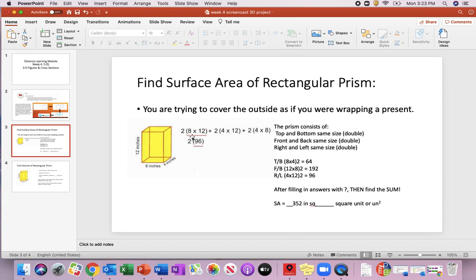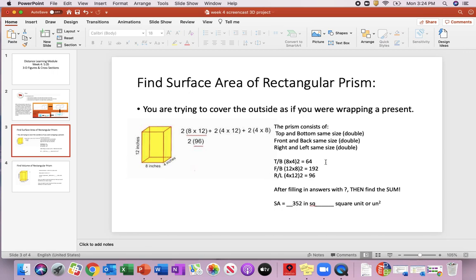All right, so you see here they have set up how to find the surface area. Where are these 2's coming from? This over here explains where the 2's are coming from. Basically, we are doubling the sides. We have a top and a bottom, and both of them are an 8 by 4. We have a front and a back, which is 8 by 12. And we have a right side and a left side, which is a 12 by 4. Obviously you can change around the order because we're multiplying and the answer would be the same.